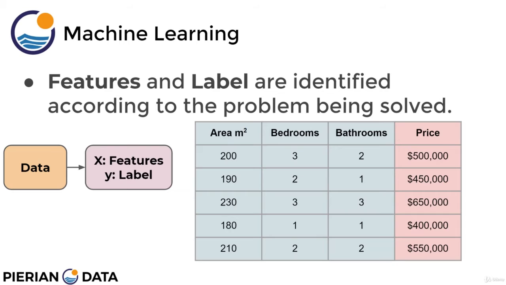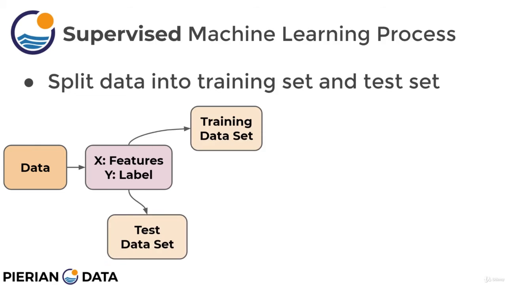And so we can notice here, we have labeled historical data. We know all the features that correspond to the label or price that house sold at. Now the next step that is absolutely critical to the supervised machine learning process is this training test split. So what we end up doing is once we've identified features and label, we split the data into a training set and a test set.